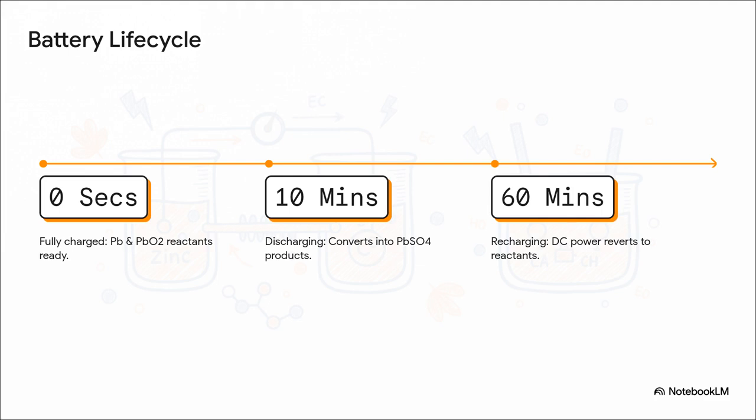But here is the brilliant part. As you drive down the highway, your car's alternator pumps direct current power back into the battery. It literally temporarily turns that galvanic cell into an electrolytic cell. It forces those lead sulfate products all the way back into the original starting materials. You are literally reversing the chemistry just by reversing the current.